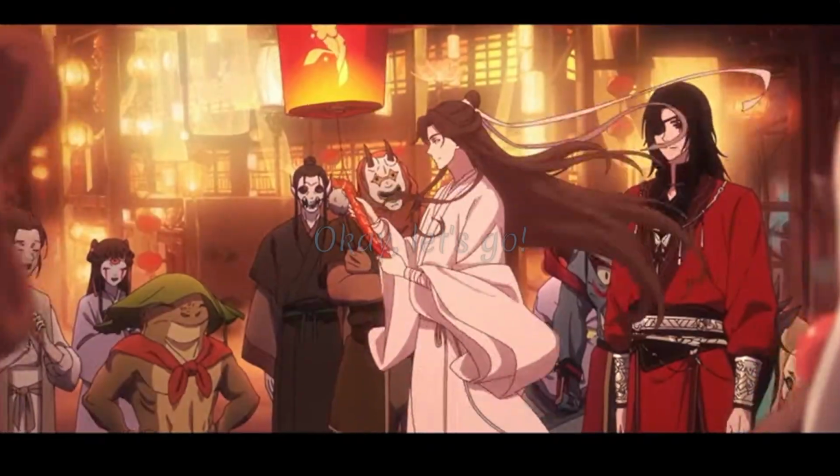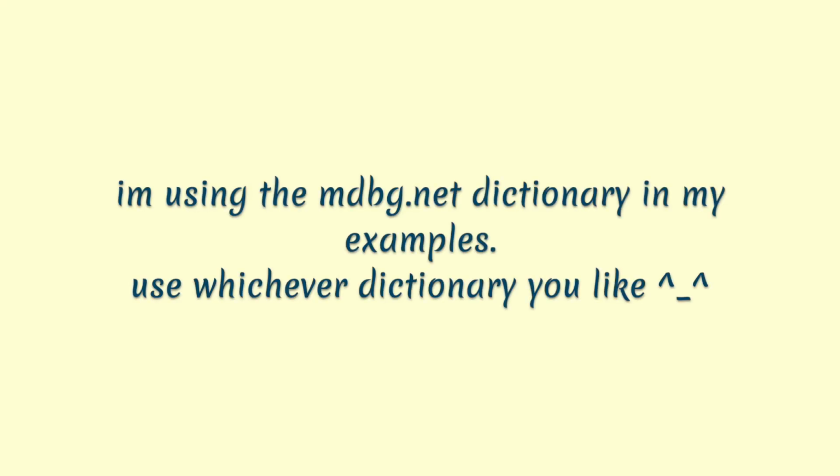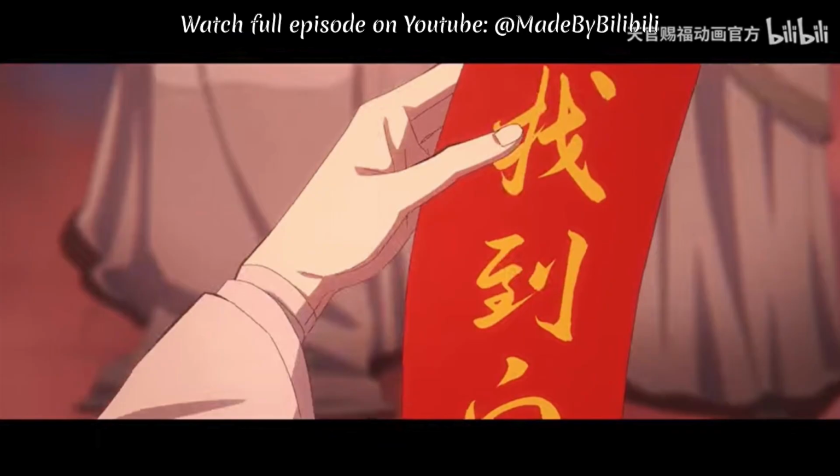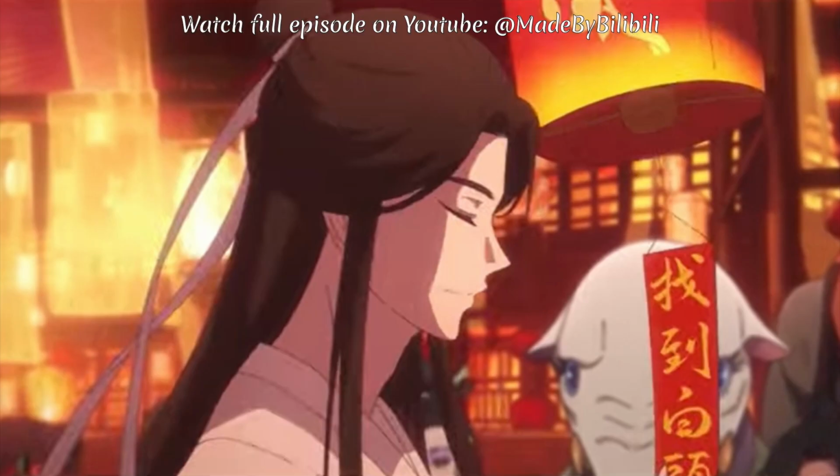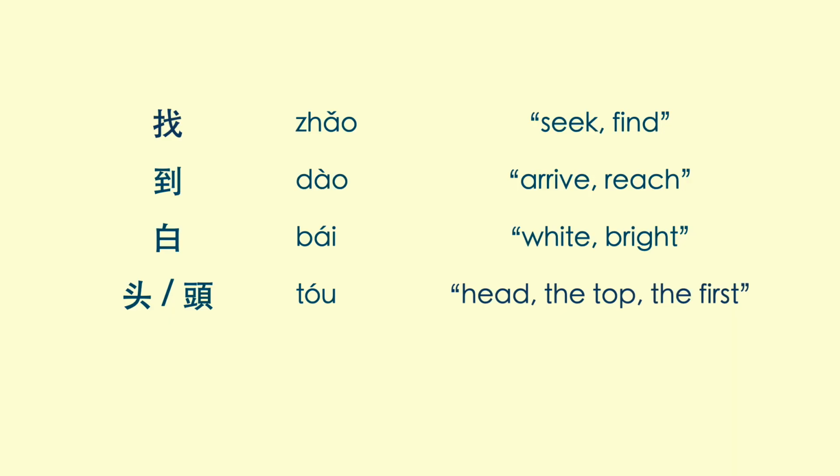Now that we've covered the theory, let's study TGCF's Lantern Riddles short film. Make sure you have a Hanzi dictionary or app open if you want to follow along with the video. The film speedruns the first two riddles, so I'll try to explain them as well as I can. The first riddle is 找到白头.